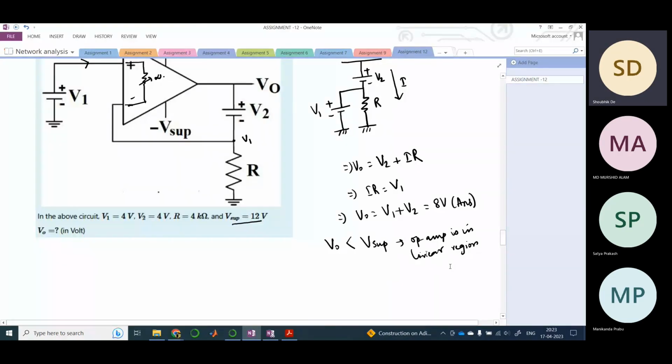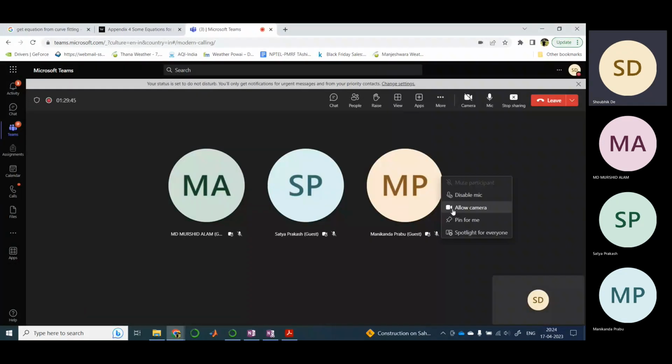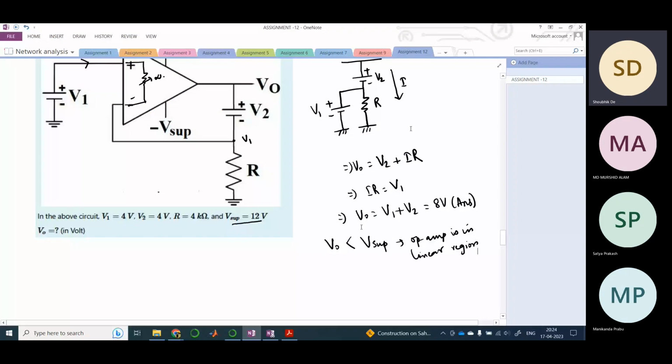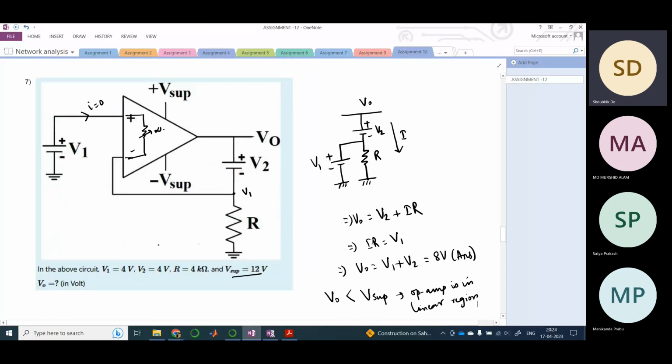So in that case, the op amp would go into what you call the saturated state, and as a result, your final answer would be V0 equal to 12 volts. So this is problem number 7, similar to problem number 6. If you have any problem, please ask. Guys, any doubt here?